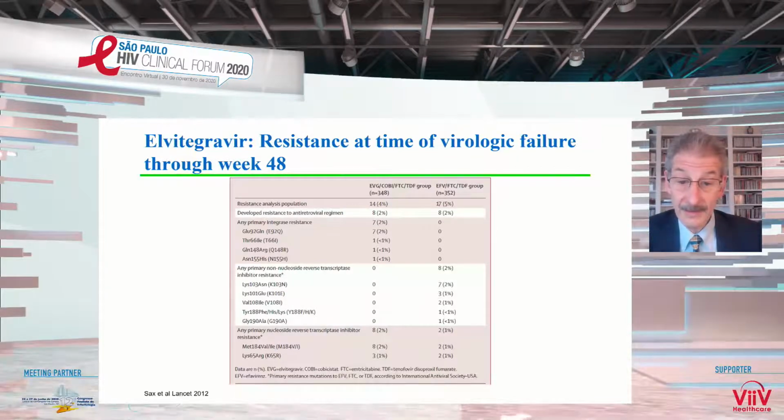And in each case, 2% of the patients who received Elvitegravir and 2% of the patients who received efavirenz developed resistance mutations. So again, low numbers overall, but similar proportions, suggesting that the barrier to resistance for Elvitegravir was no greater than the barrier to resistance to an efavirenz-containing regimen.